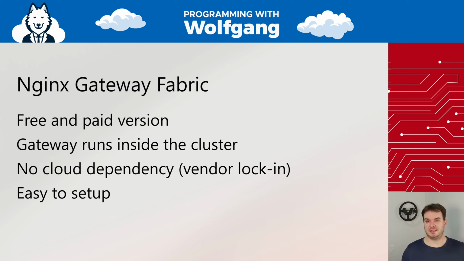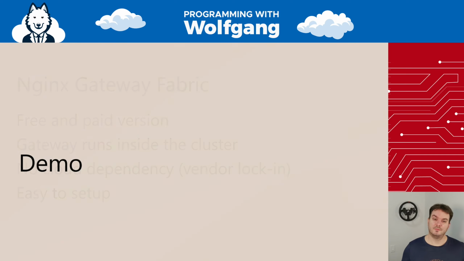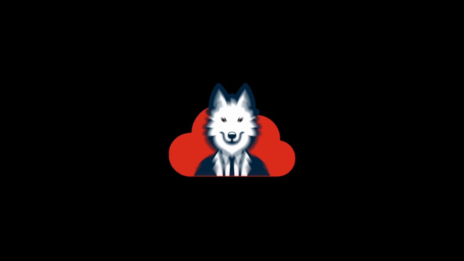The downside is we have to take care of everything. This means we have to monitor, we have to scale out our Nginx pods if we have a lot of requests, but we don't have any dependencies. As you will see in the demo, it's super easy to set up. All we need is to install a Helm chart and the custom resource definitions for the Gateway API. With this said, let's switch over to the terminal and let's get started creating our Kubernetes cluster and then install Nginx as our Gateway API.